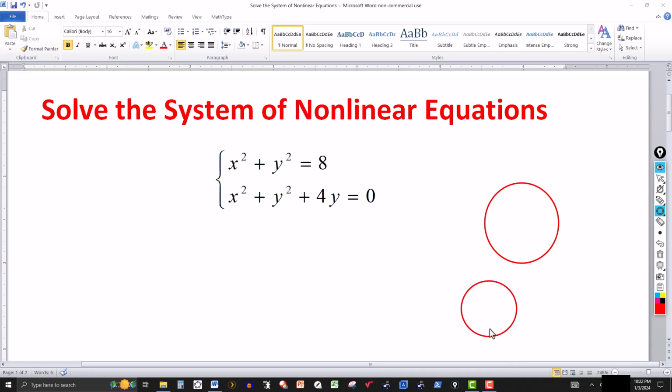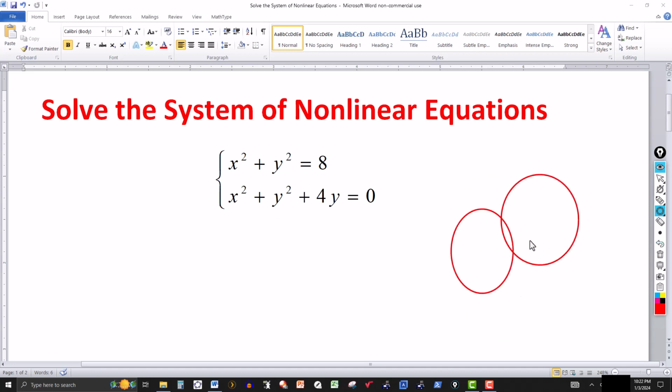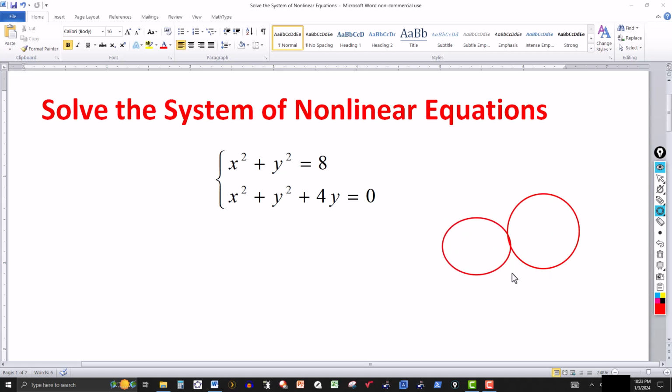They don't intersect. So you would try to solve this, you'd come up with a contradiction, something like -2 is equal to 5, which says no solution. Or you could have something that looks like this. You have two circles, they intersect at this point here and this point here. So you should have two solutions, ordered paired solutions for this. Or you could have a circle like this, and then another one like this, and they touch at one point. You have one ordered pair.